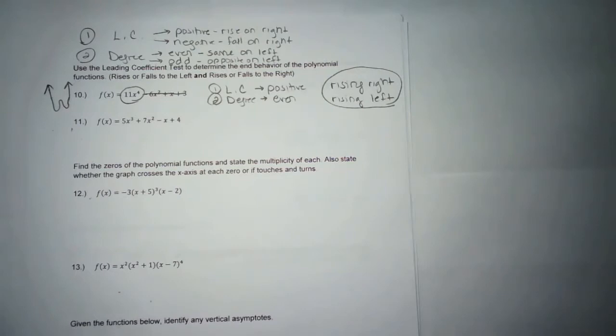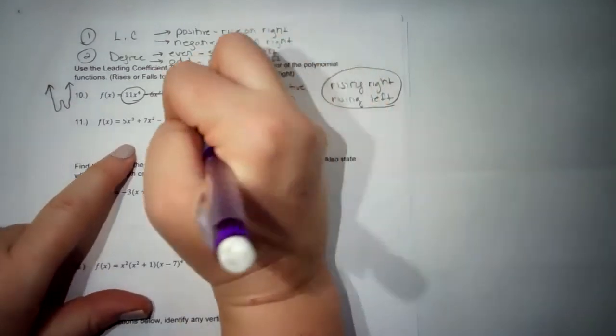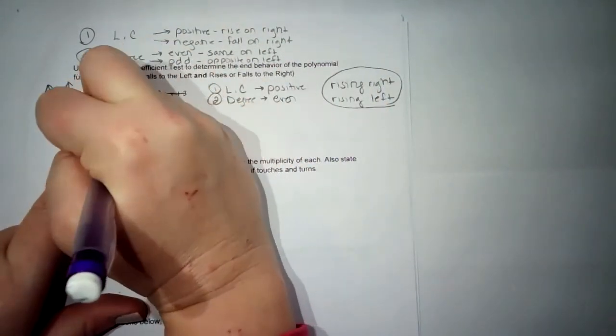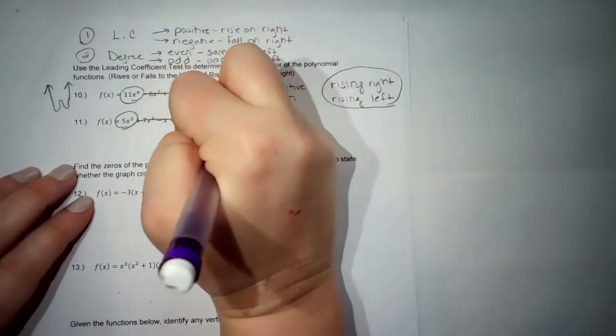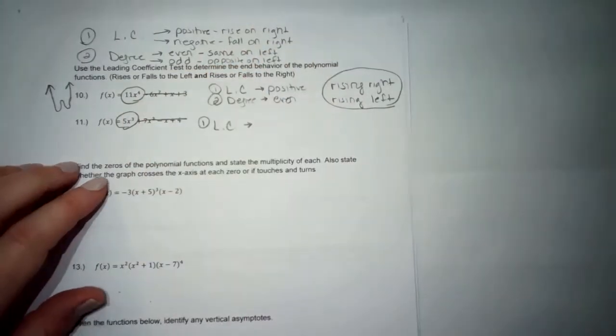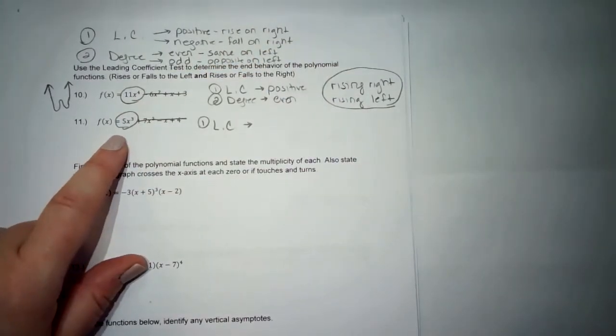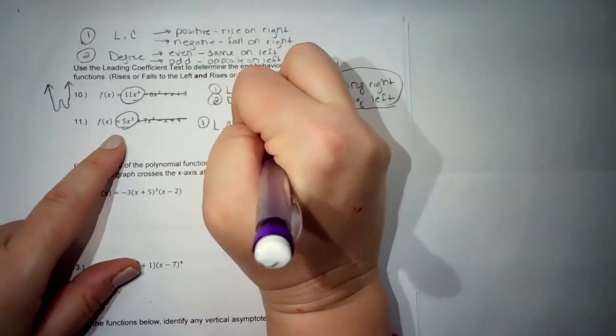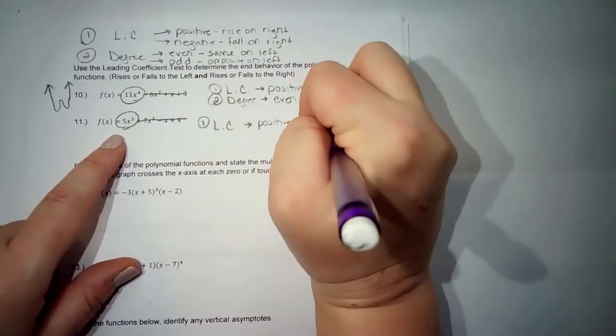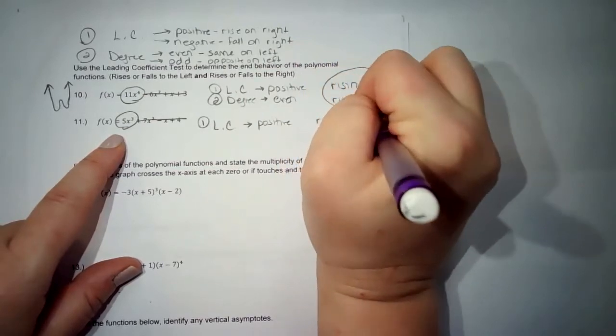All right, let's try another one. Okay, number 11. It's already going to be in order, so you're just looking at that first term. Your first step is the leading coefficient. In this case, it's a 5. So what's happening on the right? It's rising. If it's positive, it's rising. So now I'm rising on the right.